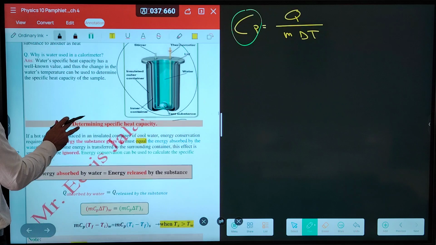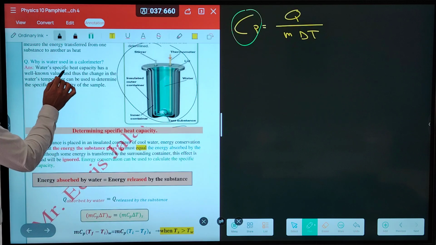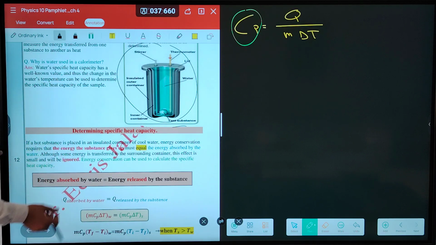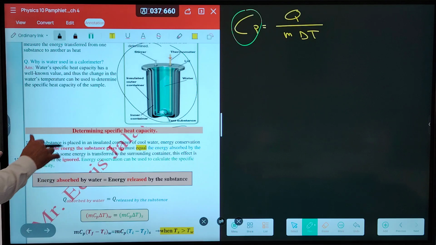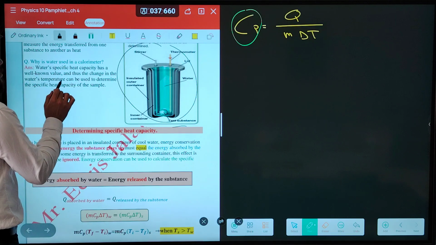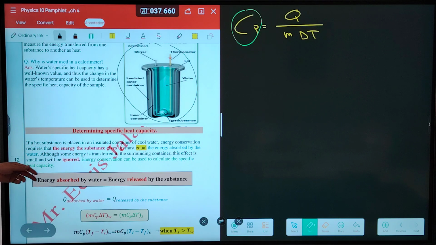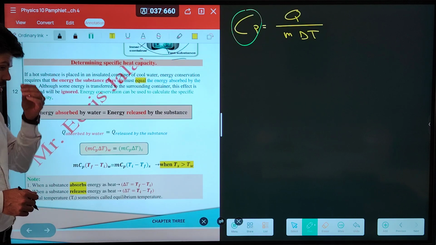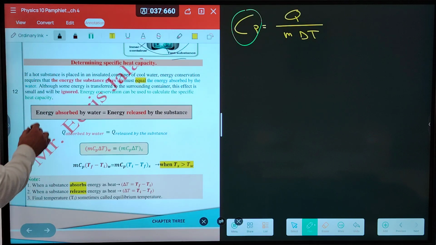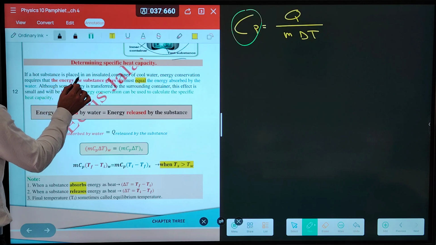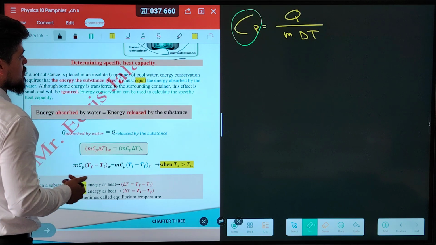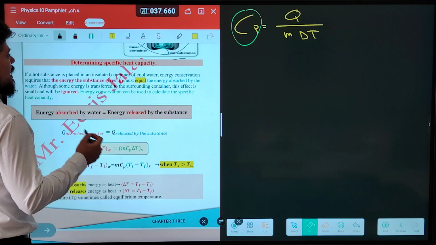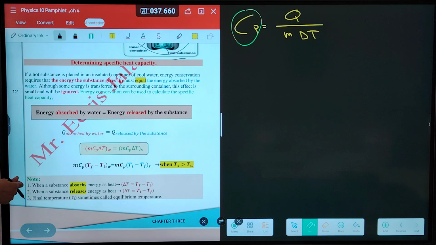Why is water used in calorimetry? Because water's specific heat capacity has a well-known value. Its value is known, and thus the change in the water's temperature can be used to determine the specific heat capacity of the substance, which is needed for solving the question. If a hot substance is placed in an insulated container of cool water, energy conservation requires that the energy the substance gives up must equal the energy absorbed by the water.